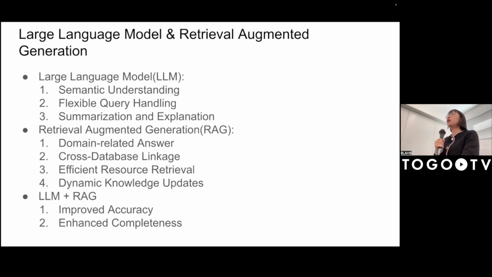And we can have some new techniques to better the answer retrieving process. And also we can update the data just with our own work. We don't need to wait until the LLM updates itself. So this LLM plus RAG strategy can improve the accuracy of the answers from a general LLM, and we can enhance our completeness.